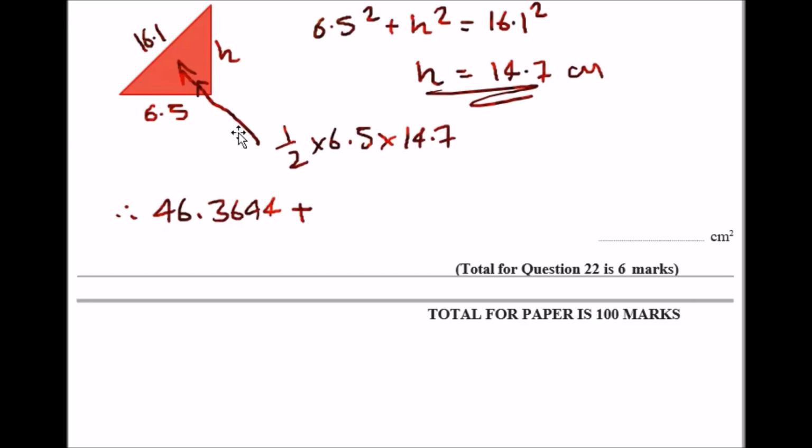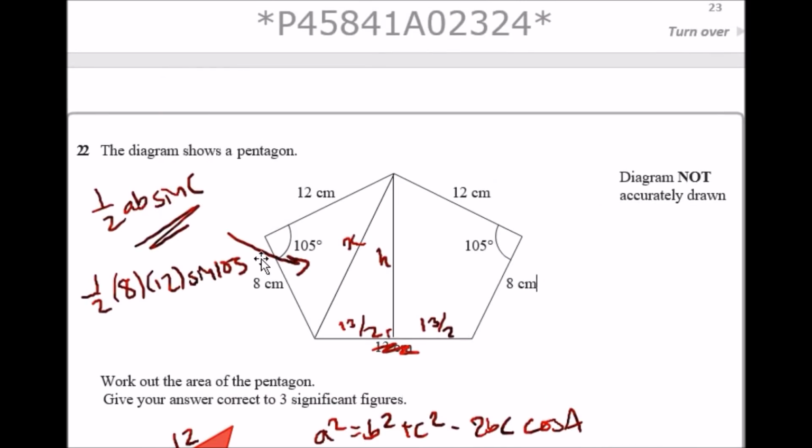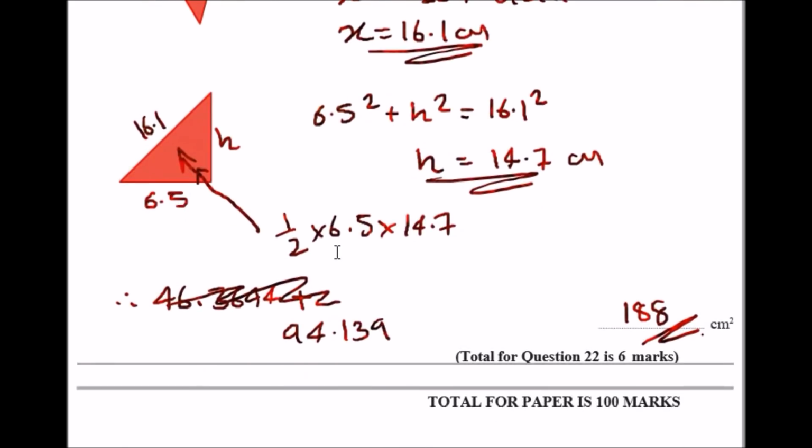Add it together with the previous solution, so the left hand side gives us 94.139. Doubling this, we get an answer to 3 significant figures of 188. Hopefully that was clear. Find the area of this side of the pentagon and the area of the right angle triangle using this formula, add them up and double it, and you should get 188 rounded.